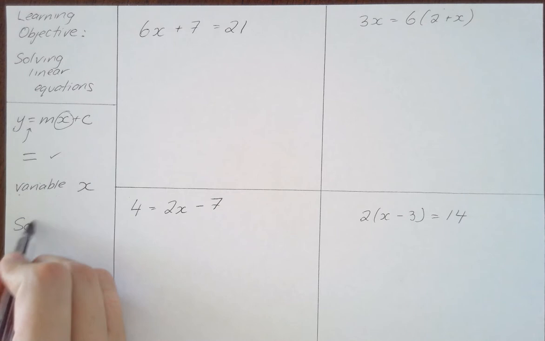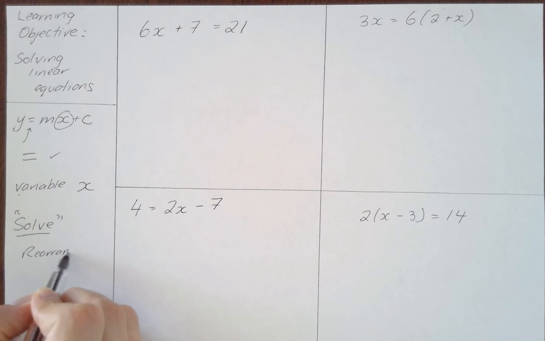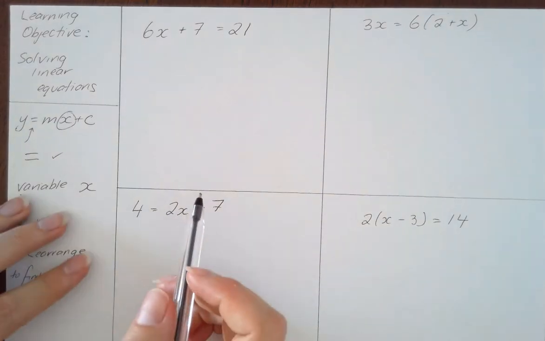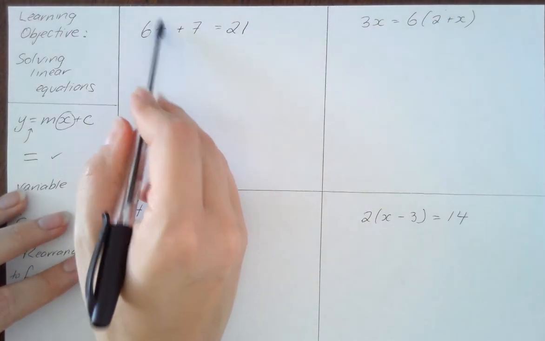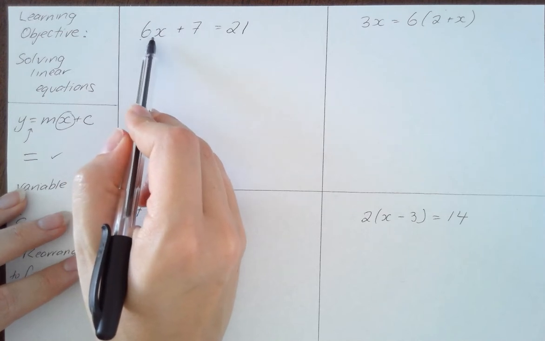When we are asking you to solve them, to solve means to rearrange until you can find the value of x. Okay, so rearrange to find x. And it's all about algebraic rearranging. This means we have to move every single thing away from the x, but if there's a number attached to it, for example this 6, then it has to move last.